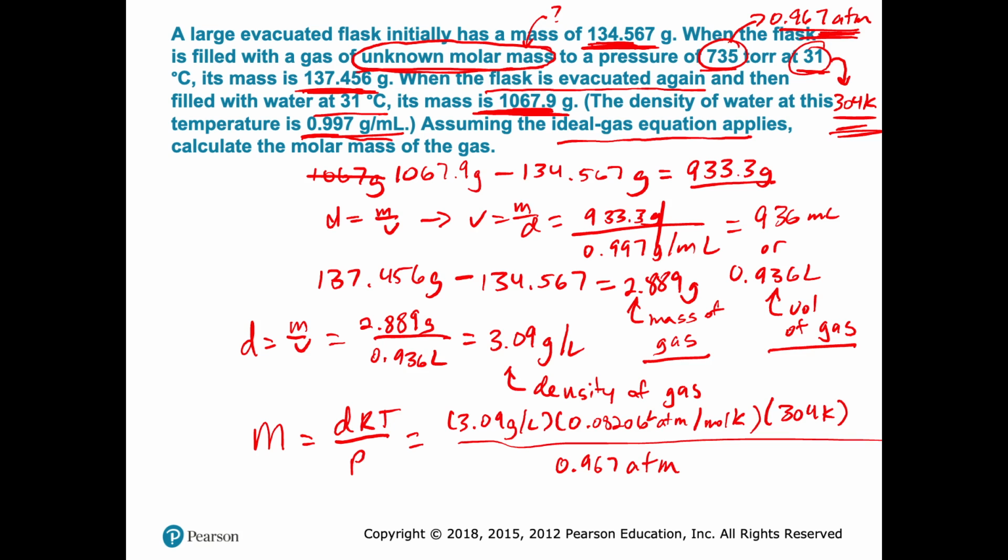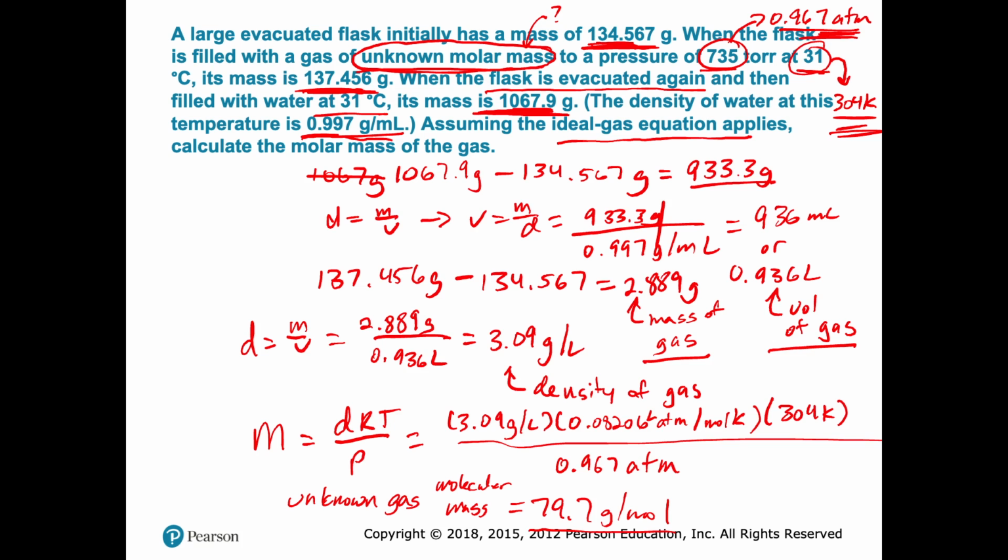And so all that done in the calculator should give you 79.7 grams per mole, and that should be the molar mass of your unknown gas. Unknown gas molecular mass equals 79.7 grams per mole. Make sure we have the right number of sig figs here.